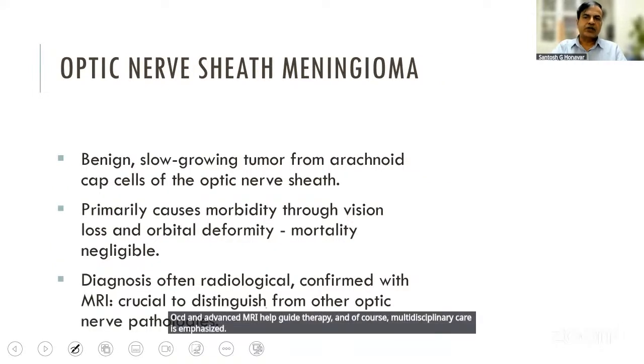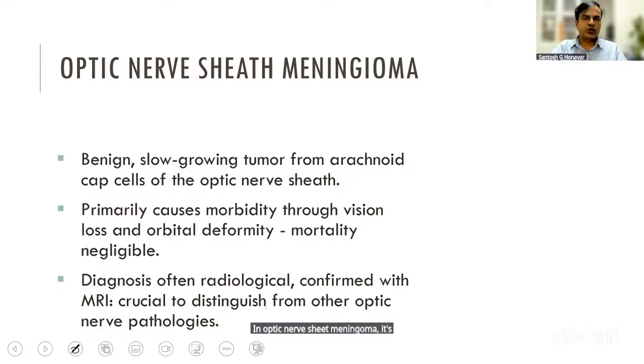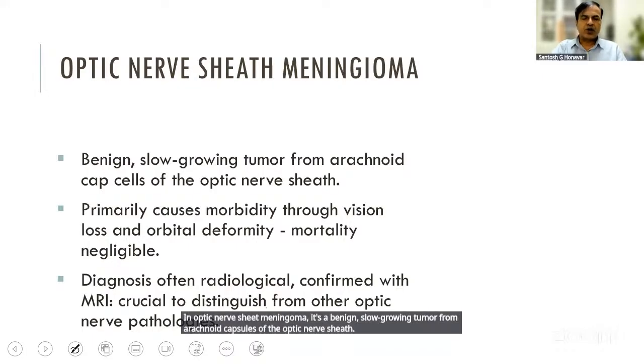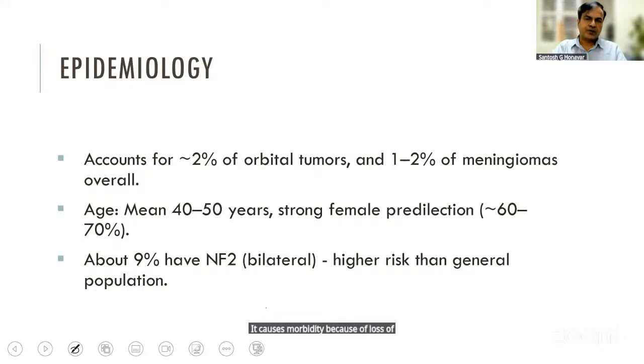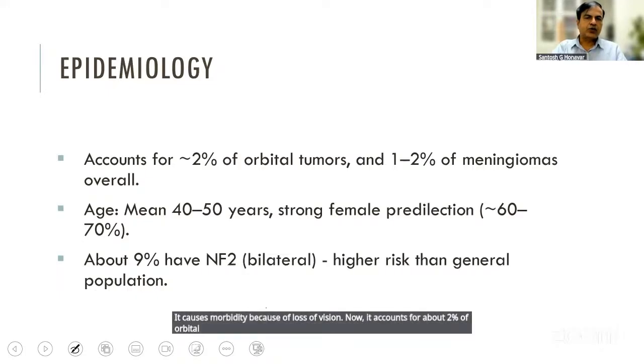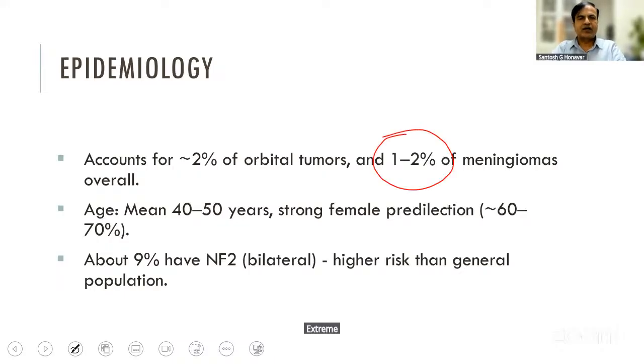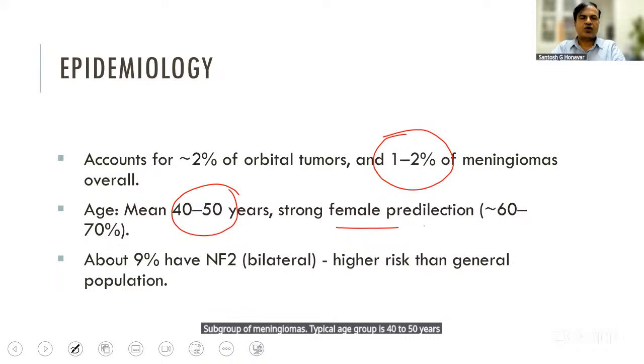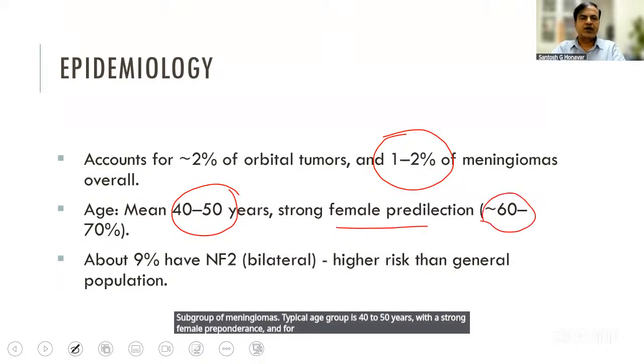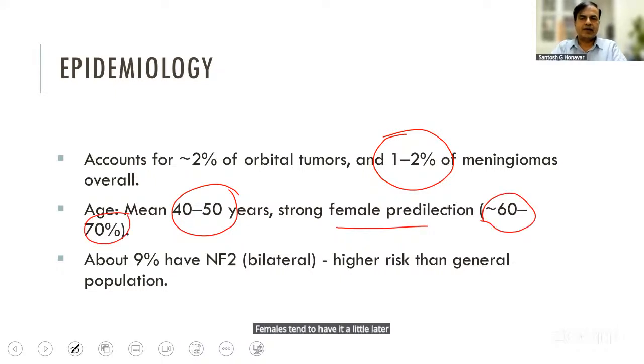Optic nerve sheath meningioma is a benign, slow-growing tumor from arachnoid cap cells of the optic nerve sheath. It causes morbidity because of loss of vision. Now, it accounts for about 2% of orbital tumors and 1 to 2% of meningiomas overall. So it's extremely rare in the realm of orbital pathologies and also as a subgroup of meningiomas. Typical age group is 40 to 50 years with a strong female preponderance, and for some reason, females tend to have it a little later than males.